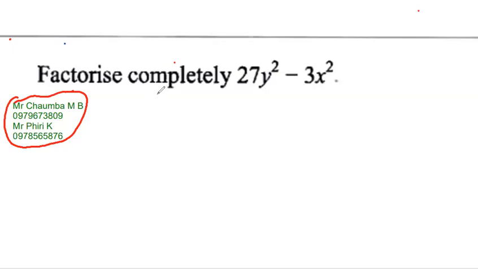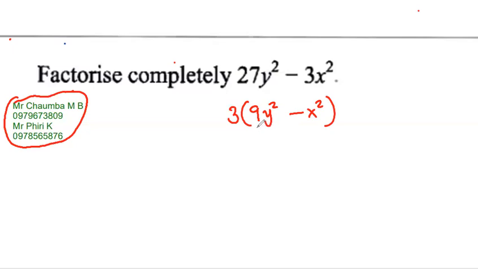So back to the question. We have this question that we're supposed to factorize here. How do we do that? When you just look at the question, you have to think about how to factorize it. The first step, you do know that when you factorize 3 out, you remain with 9y squared minus x squared. This is called the common factor method of factorization.